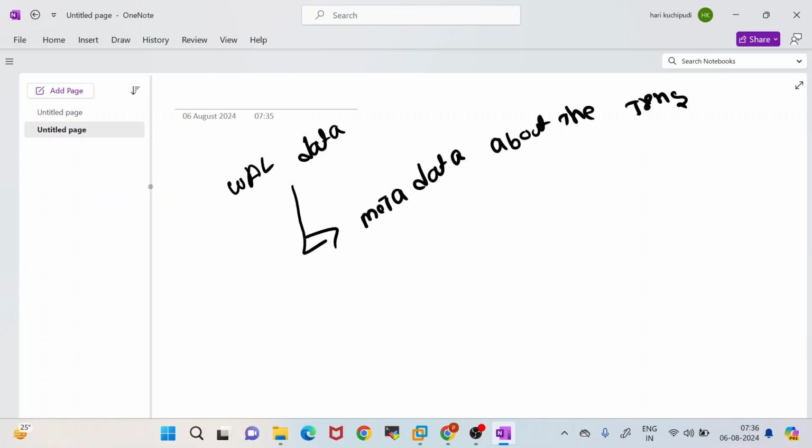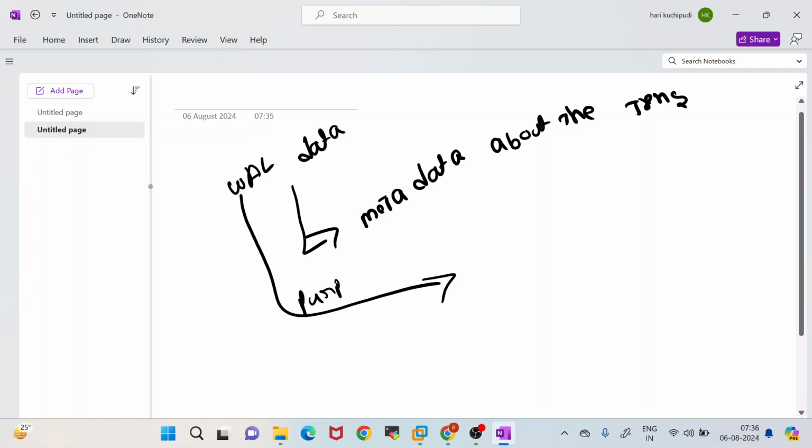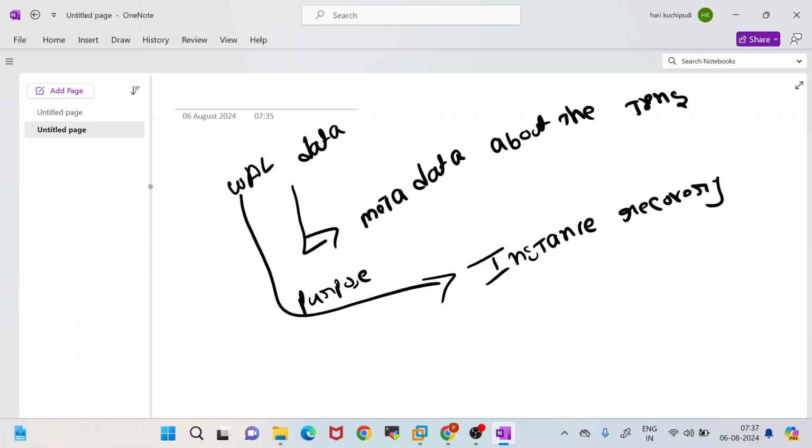What is the purpose of this WAL data? The purpose of WAL data is that it is used for instance recovery. How it performs the instance recovery, we are going to see in a while. So WAL data is responsible for performing the instance recovery. How is it going to perform the instance recovery?